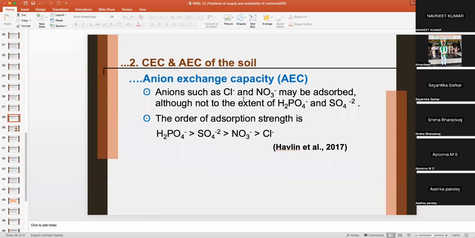Anions such as chloride and nitrate may be adsorbed, although not to the extent of H2PO4 and sulfate. They are more tightly adsorbed than chloride and nitrate. So the order of adsorption strength is H2PO4 greater than sulfate, greater than nitrate, greater than chloride. Dear student, what I am teaching you today is very important for your quiz exams. In many quizzes in your career related to soil science, agronomy, fertility, you will find some questions from today's lecture.